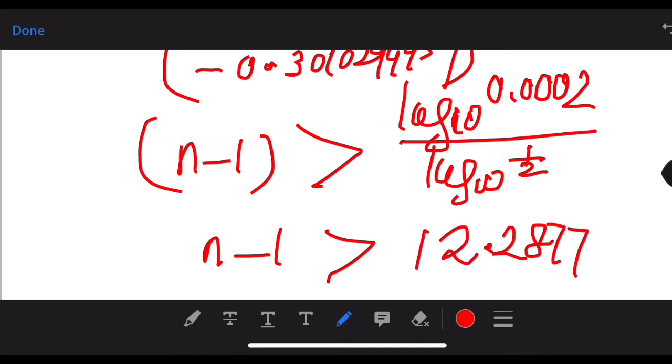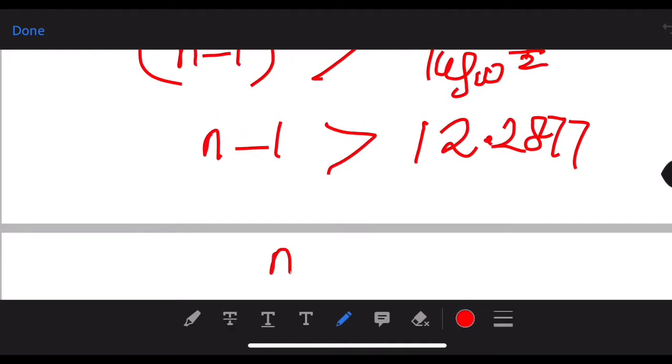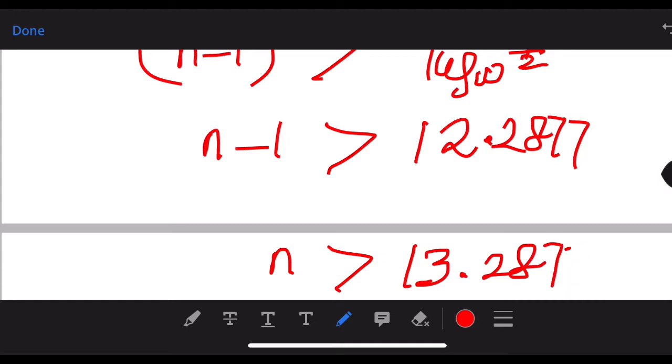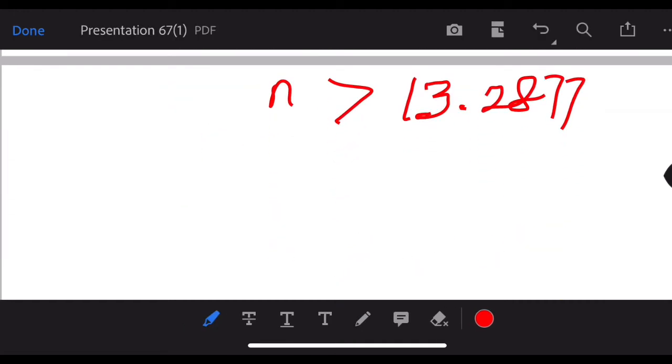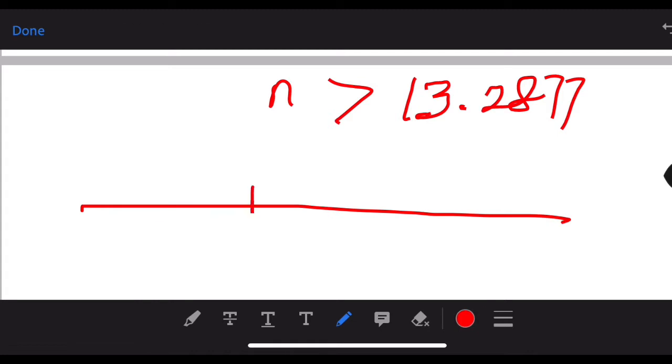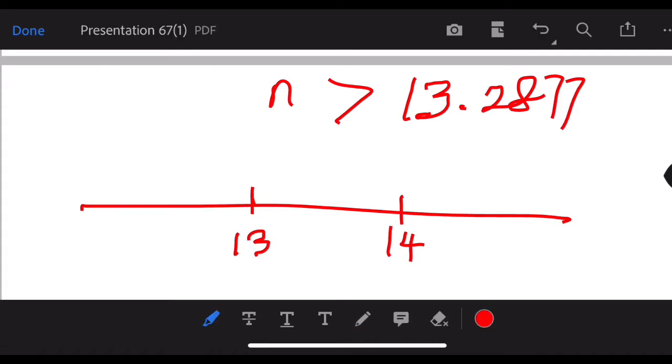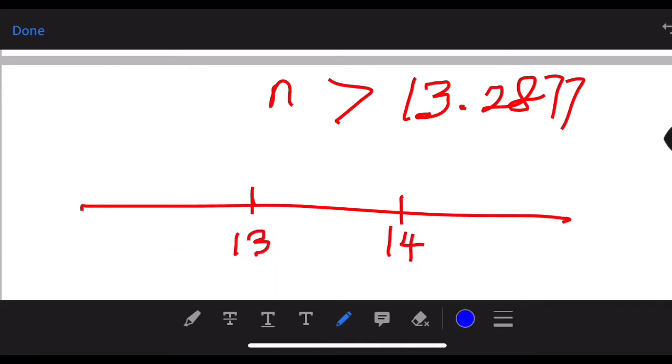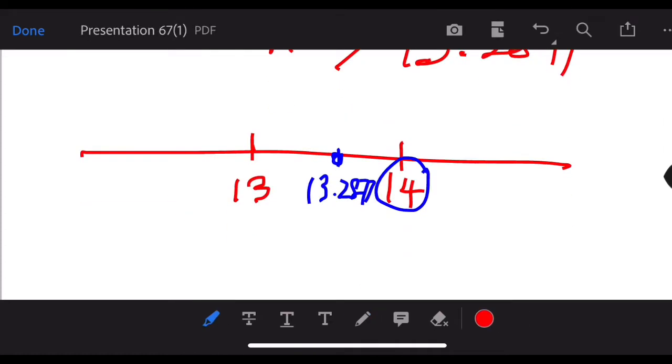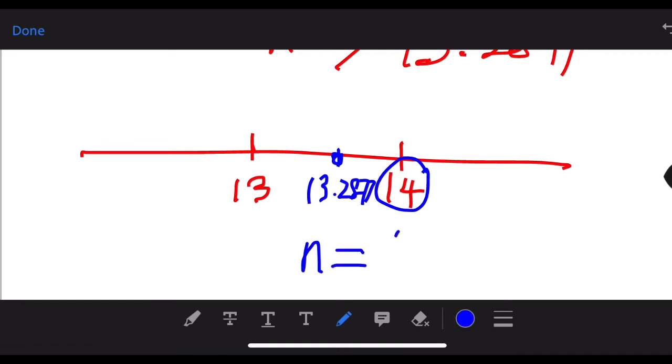You get 12.2877 something. So it seems like your n will be more than 13.2877. And the question is asking for the first. You see you have 13, you have 14, and this n must be an integer, a number of terms, so you have 13.2877 here. So of course you will choose the first n, which is 14, so n is 14.